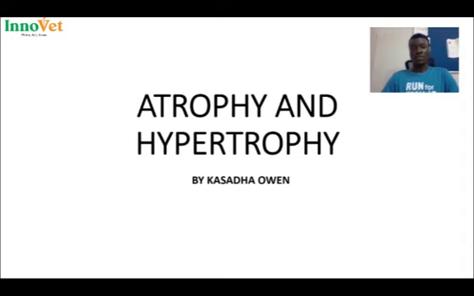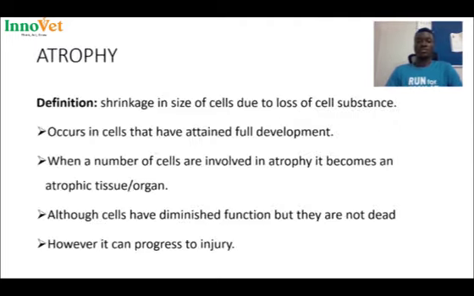Today I'm here to take you through atrophy and hypertrophy, which are part of the cell disturbances of growth. Yes, so basically I'll start with atrophy. Atrophy is defined as the shrinkage in the size of cells due to loss of the cell substance.